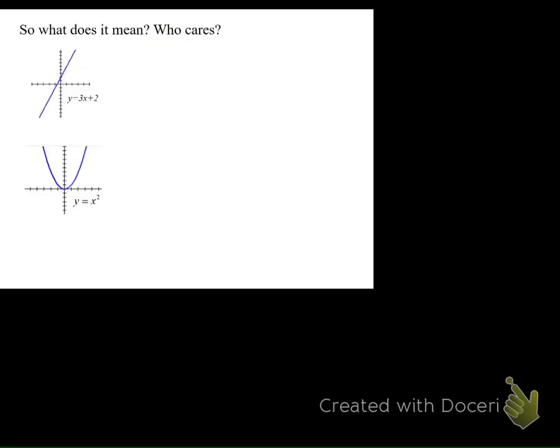Okay, now my favorite part. What the heck does it mean and what does it do for us? I love this part. Okay, so switching gears a bit. If I asked you for the slope of a line, the slope of a line we all know. We've been doing that for a long time. The slope of a line is the coefficient in front of the x if it's in y equals mx plus b form. So the slope of this line would be 3.